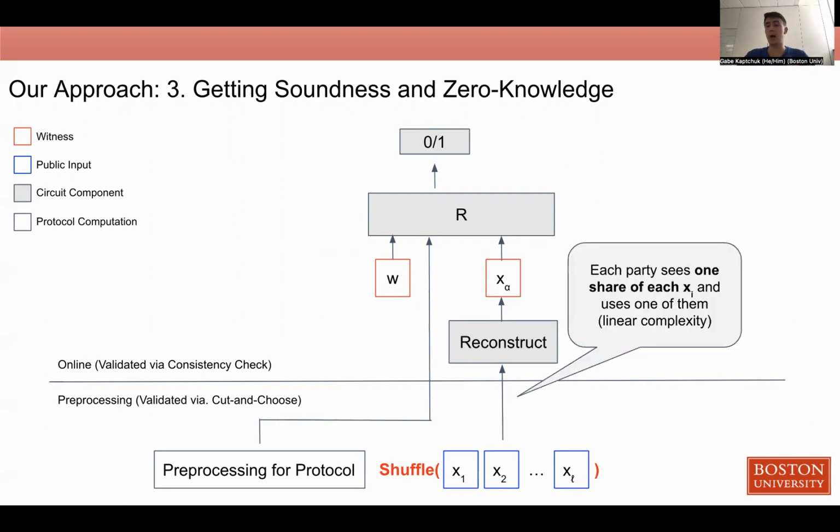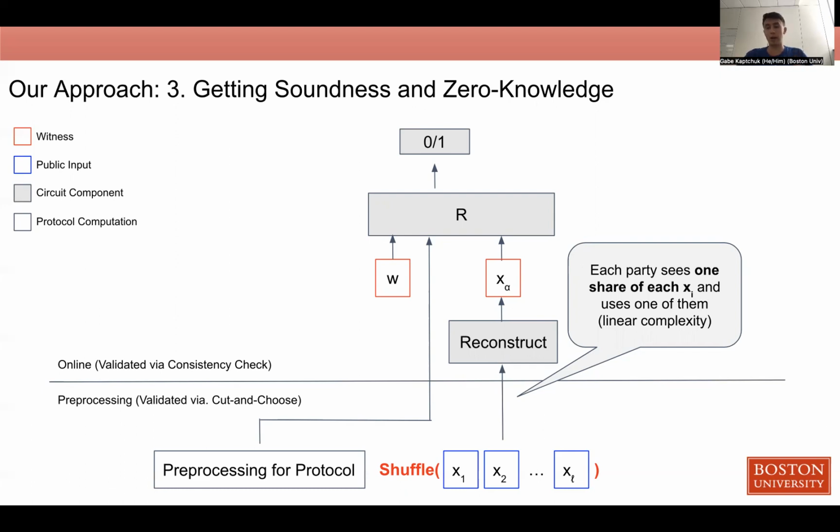The problem is that this is not communication efficient when instantiated inside of an MPC protocol, in particular, because sending the list of x1 through xL, even when shuffled, is still linear in L. Just the number of secret shares that each party needs to have is linear in L. And so this ends up being not communication efficient.